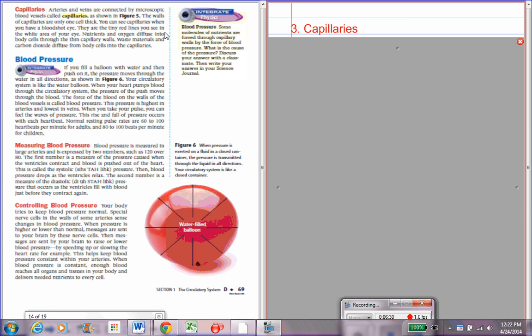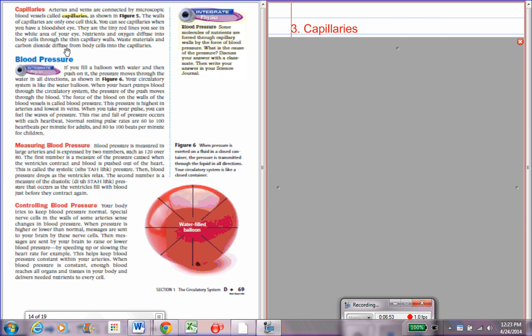Nutrients and oxygen diffuse into body cells through the thin capillary walls. Waste materials and carbon dioxide diffuse from body cells into the capillaries. Now, if you go back and remember what you read in that very first section, this is actually not correct, is it? They don't diffuse. It's something else. Do you remember what that is?